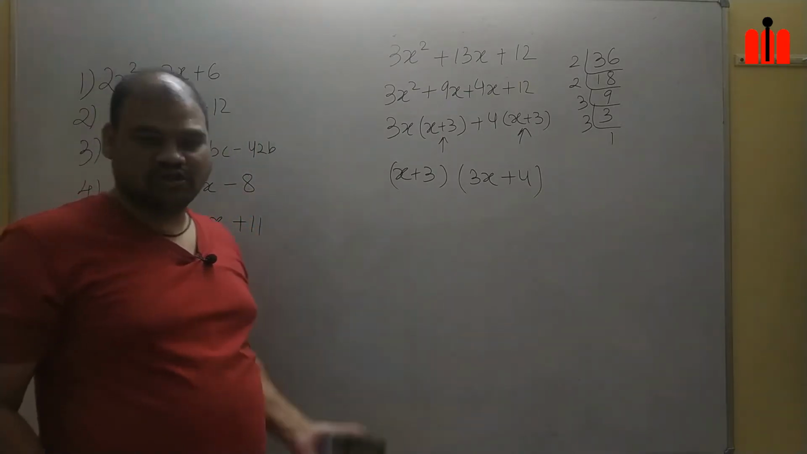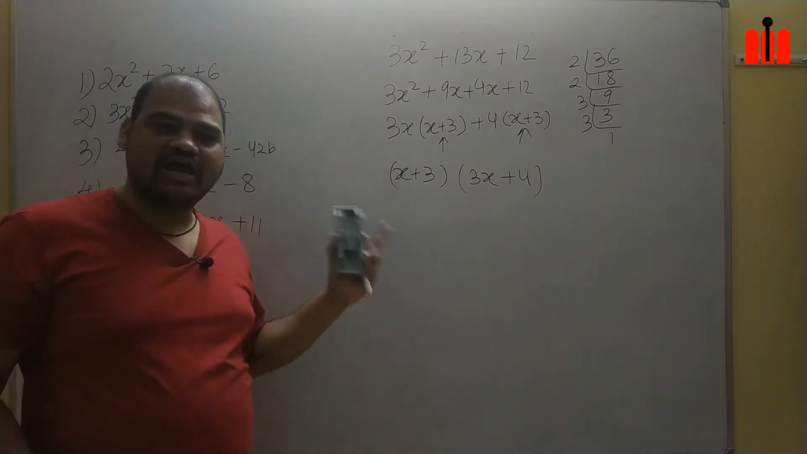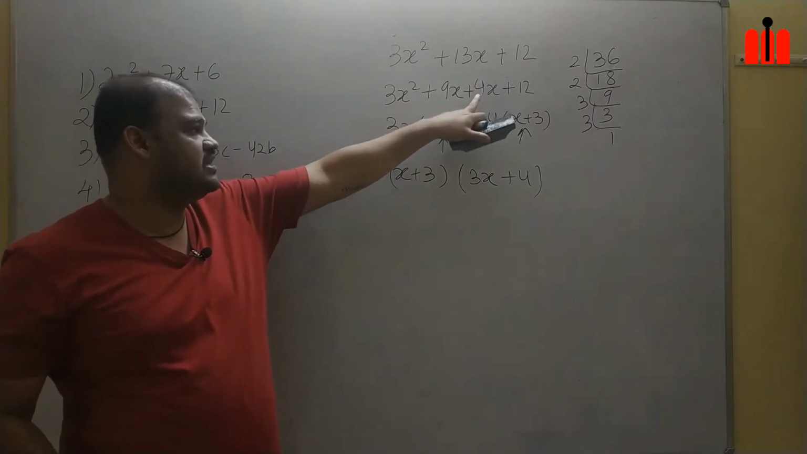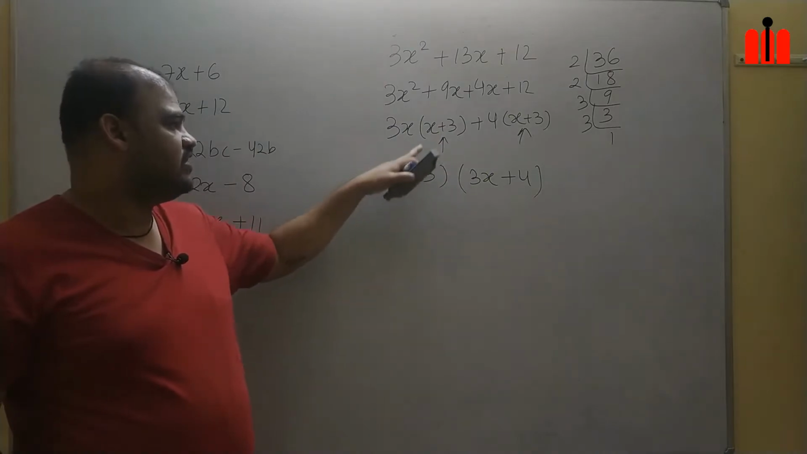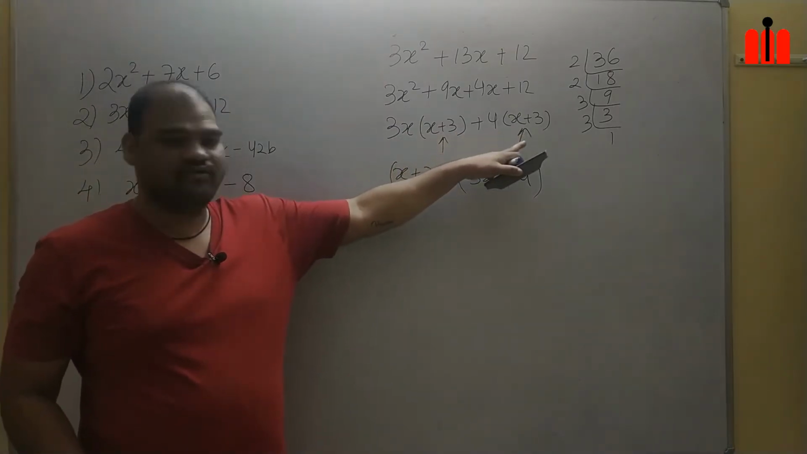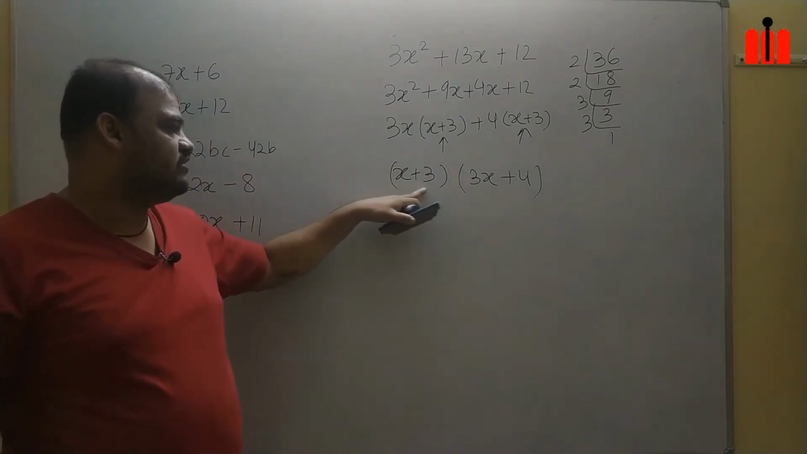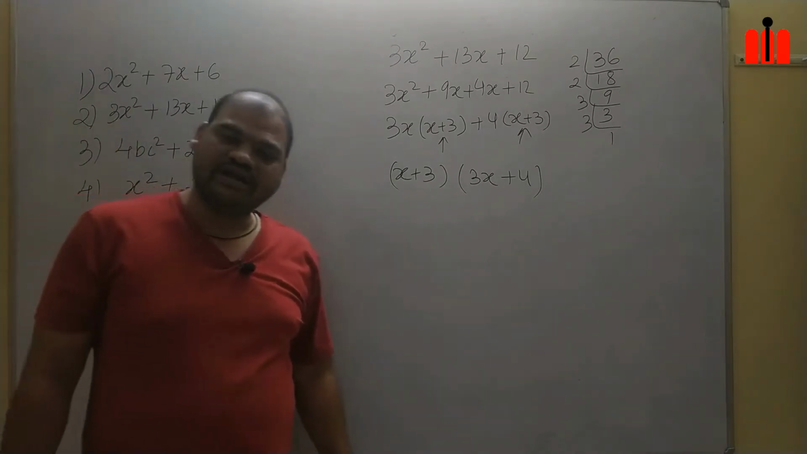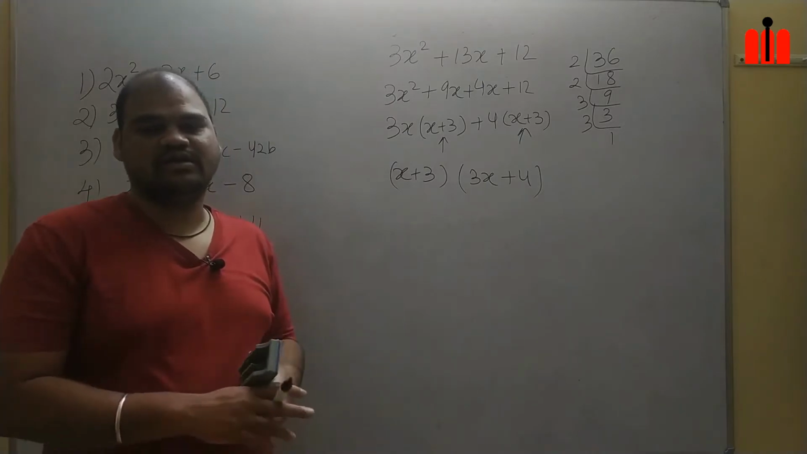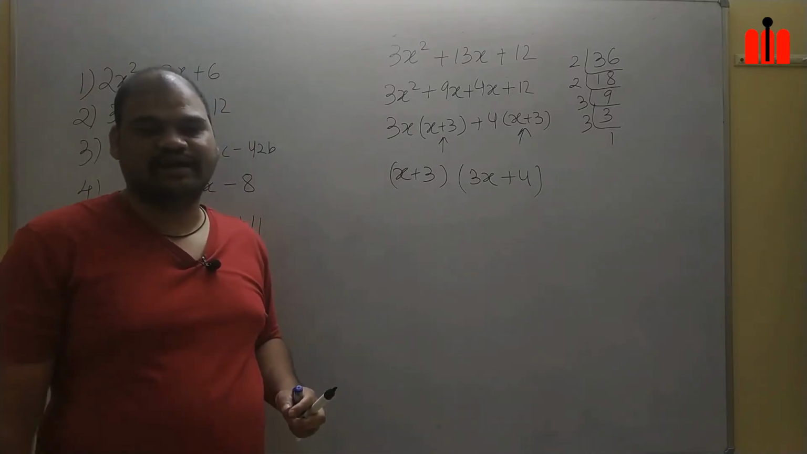Now we got the factors. Factors are 9 and 4. So we split this 13 as 9 and 4. After splitting, we took 3x common and 4 common from the other bracket. So it will be x plus 3 and 3x plus 4. Are you getting it? So this is how we solved this problem by splitting the middle term.